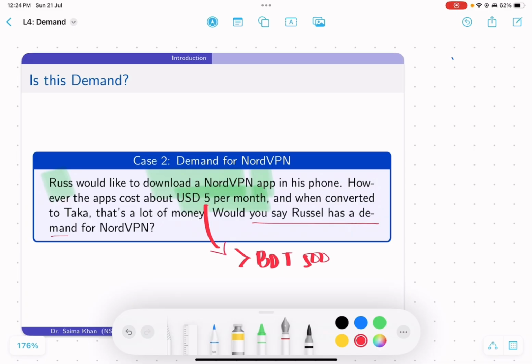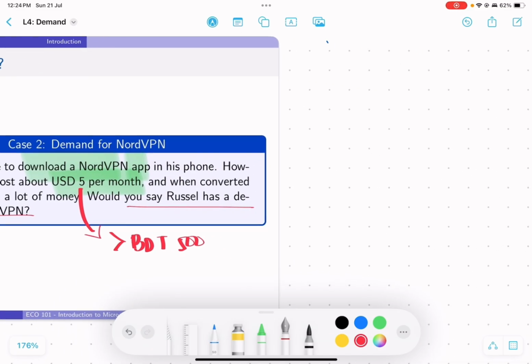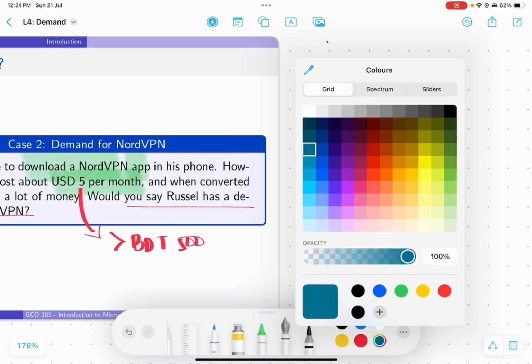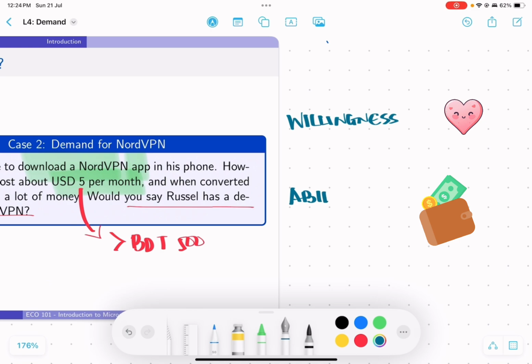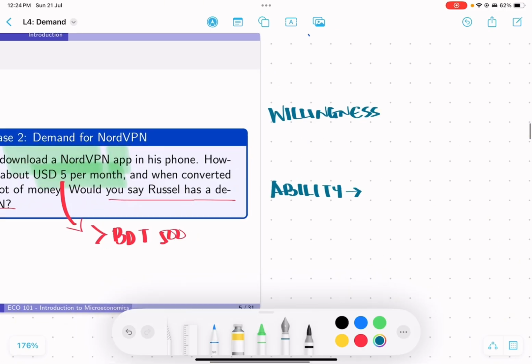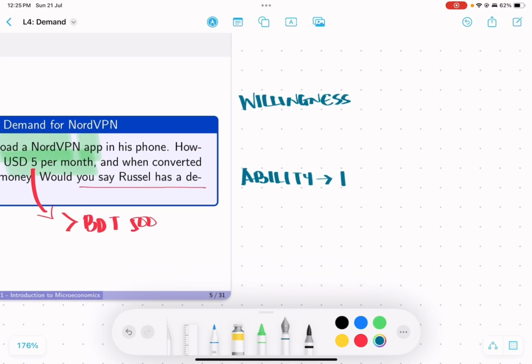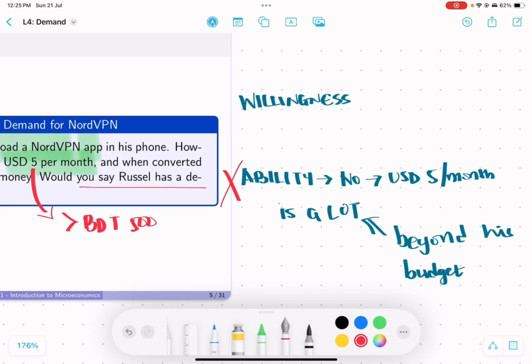So would you say that Russ has demand for NordVPN? Again, we're going to answer using the two concepts we've learned, right? We're going to ask ourselves, does Russ have the willingness to buy it? Does he have the ability to buy it? Ability, remember, is about budget. Does he have the affording power? And the answer is no. USD 5 per month is a lot for Russ. It's beyond his budget. So he doesn't have the ability.